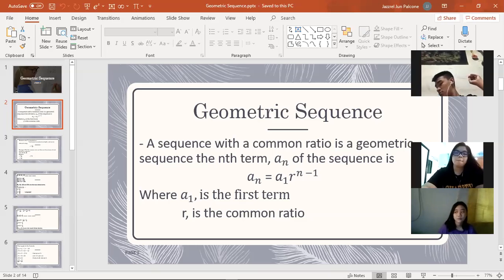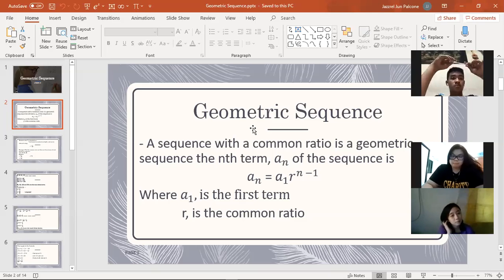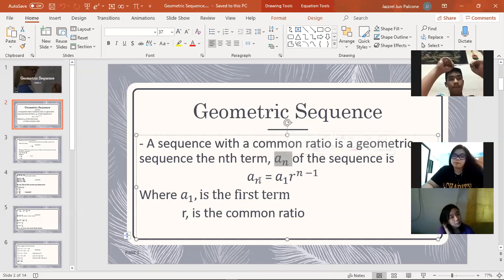Okay, thank you, Nikki. So when we say geometric sequence, it is a sequence, the same with arithmetic. Pero sa pagkakaibahan lang nila, sa arithmetic, you have the common difference. Dito sa geometric sequence, you have the common ratio. Which means, you can arrive at the a sub n, or yung tinatanong na nth term of the sequence, by using the formula a sub n is equal to a sub 1 r raised to n minus 1. Okay? Where a sub 1 is the first term and our r is our common ratio.